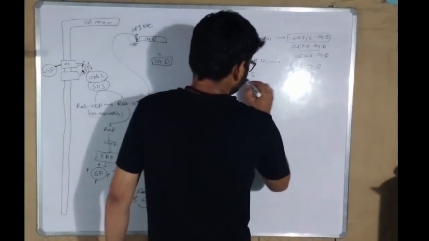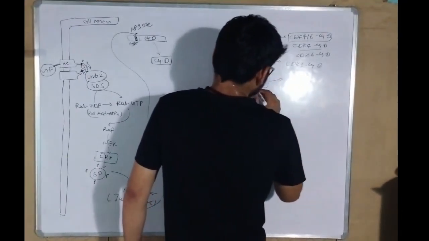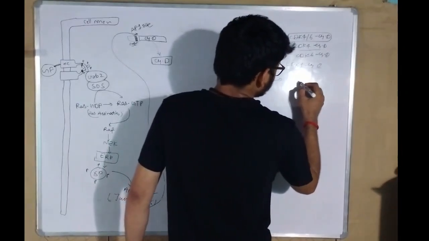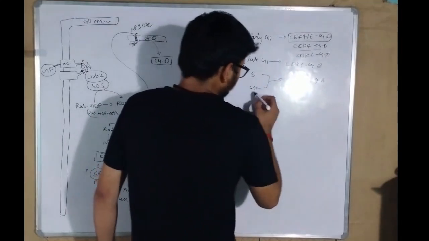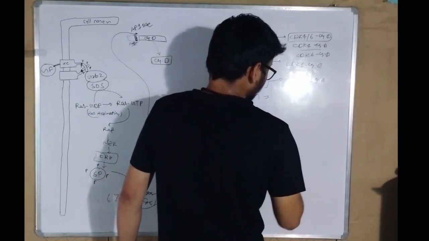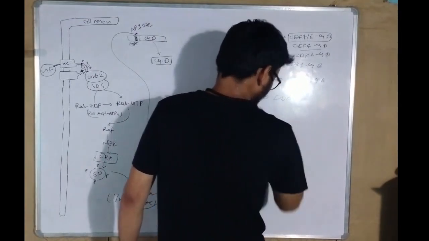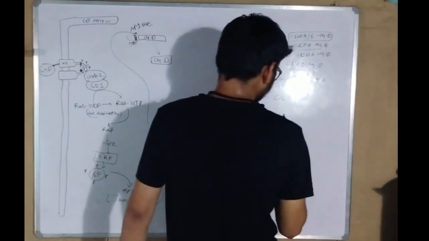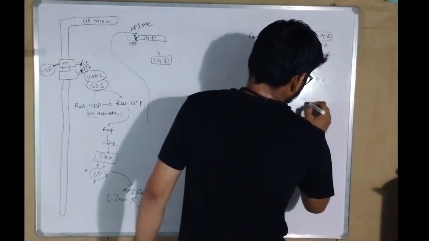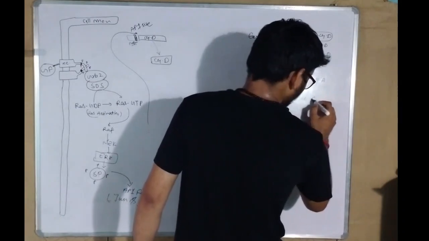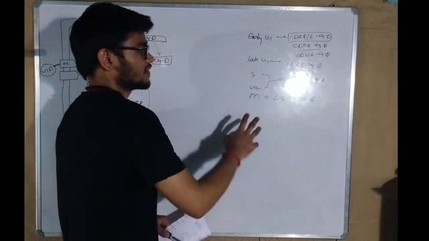And our S phase as well as G2 phase are both controlled with the help of the CDK2 cyclin A complex. Okay, and for our M phase, the complex that regulates approximately the whole M phase is the CDK1 cyclin B complex. These are our master regulators.